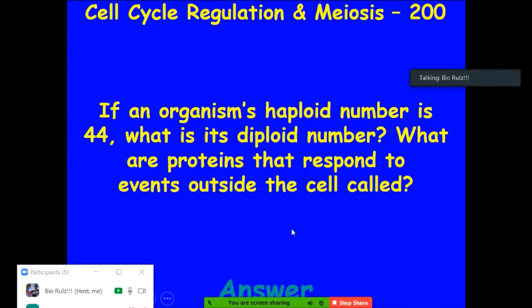If an organism's haploid number is 44, what's the diploid number? Haven't we seen a question like this before? What are proteins that respond to events outside the cell? Oh my goodness, is today's warm-up question on the test? I don't know, is it?